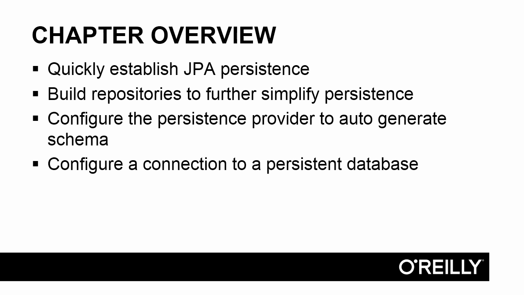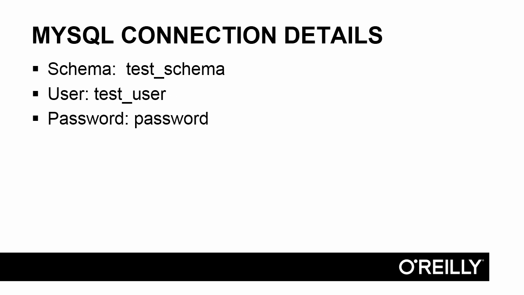Finally, we'll take a look at how we can configure Spring Data JPA to connect to a persistent database. We'll be working with a MySQL database and we'll see how we can configure our project using Spring Boot very quickly to establish that connection. Now, with the MySQL data store we'll be working with, these are the default details for that connection. So if you'd like to follow along verbatim, these are the credentials that we'll be using.